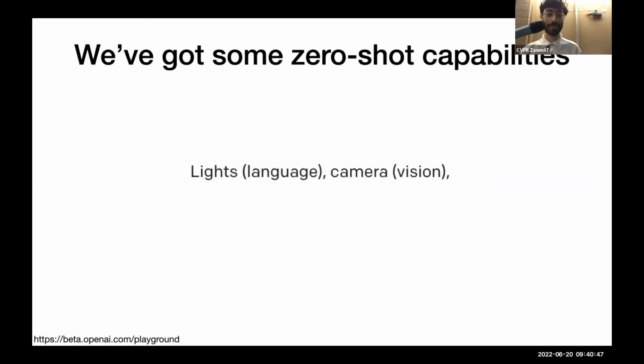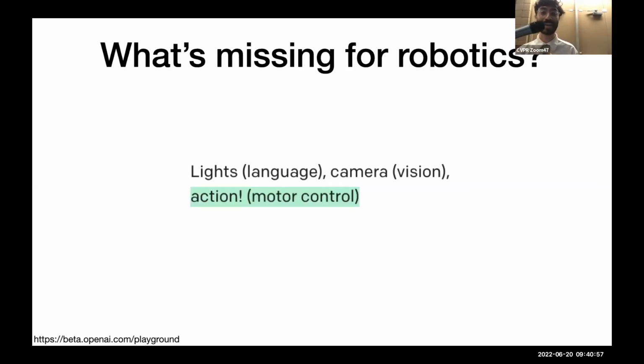Okay, so we have some zero-shot capabilities. So we have lights, in parentheses language, camera, which is the vision. What are we missing for robotics? And GPT tells us action, and more specifically motor control, which I think is probably not too far off.